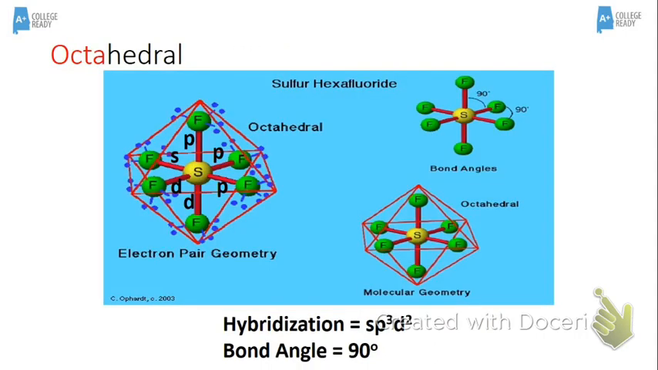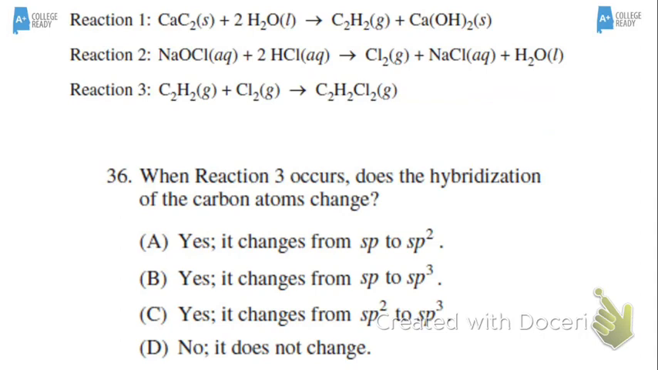And lastly, we have octahedral, which has a hybridization of sp3d2. Again, molecules with d orbitals can have an octahedral geometry. If it does not have a d orbital available, it will not form this geometry at all. So let's take a look at a question about hybridization.